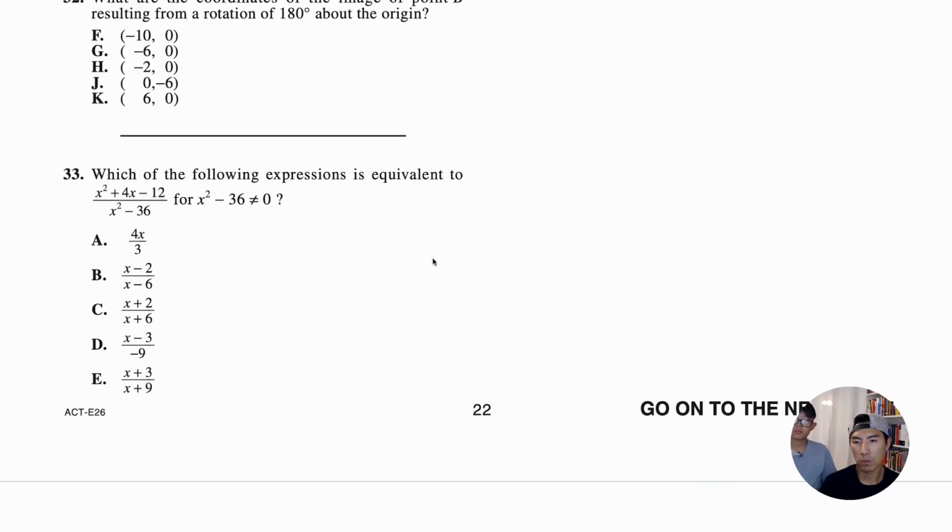The first one that he got wrong was number 33. Which of the following expressions is equivalent to this? You have a quadratic on top. Always rewrite everything that they give you. How would you factor these? Let's do the bottom first because it's easy. It's going to be plus 6 and minus 6.